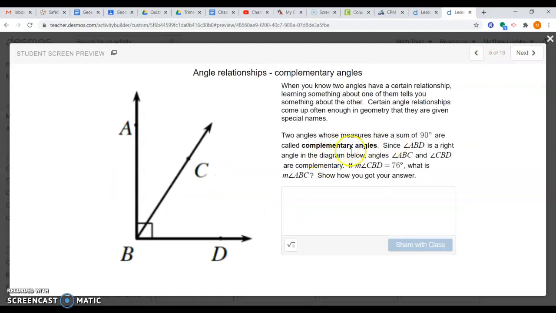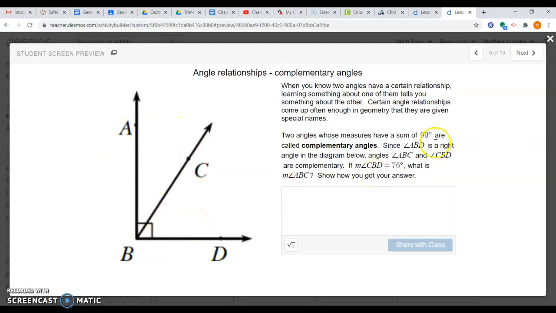Here we have big time vocab with the idea of complementary angles. So 2 angles whose measures have the sum of 90 degrees, meaning if you look here at angle ABC, that angle plus angle CBD, they create a 90-degree angle, and so those 2 angles are complementary.